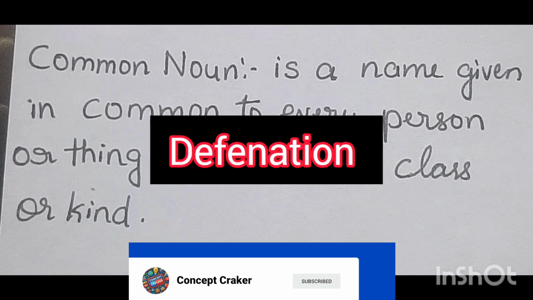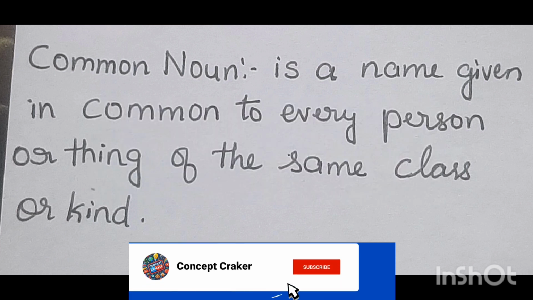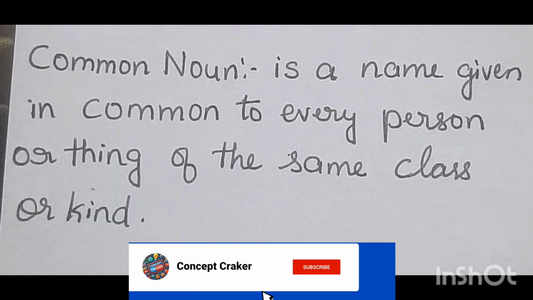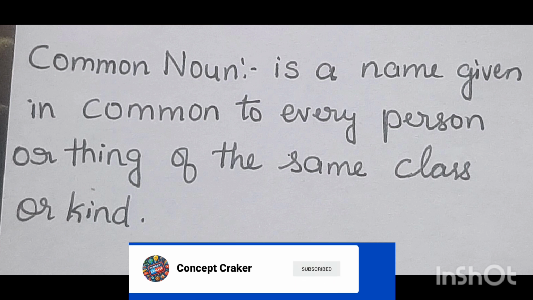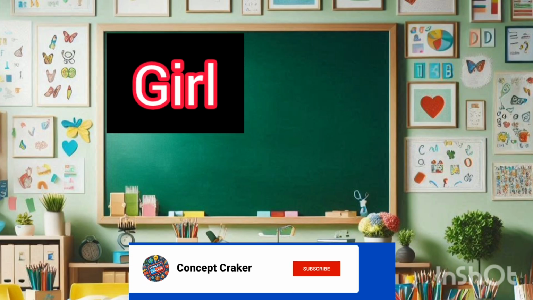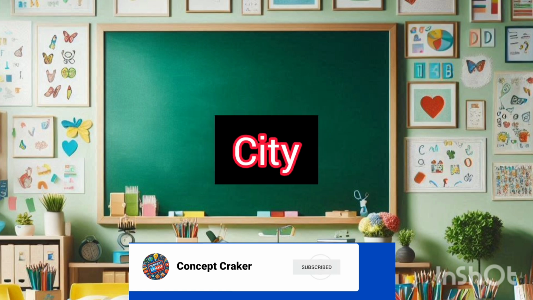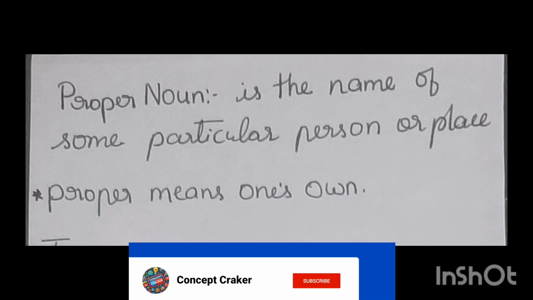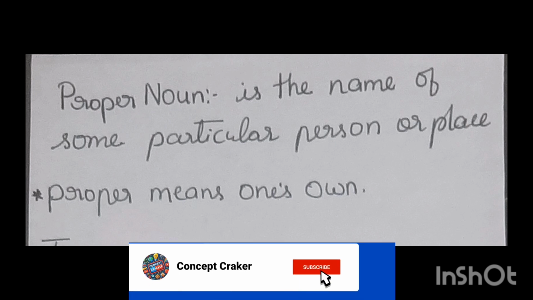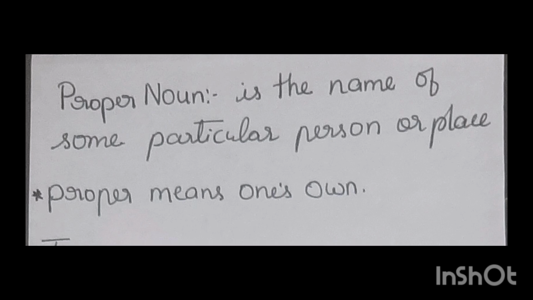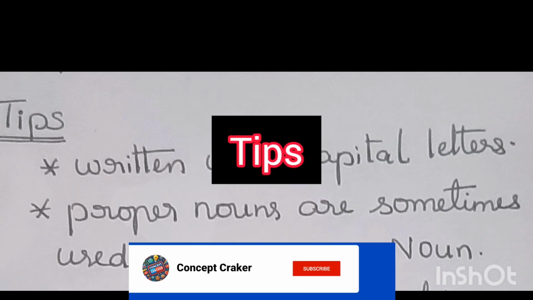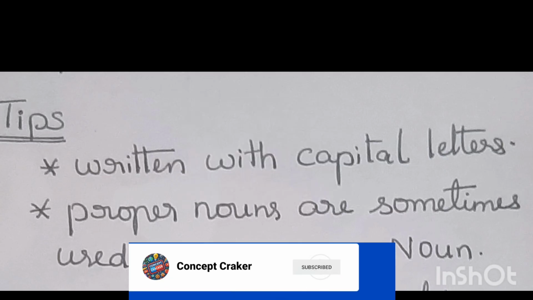Now let us see the definition of common noun. Common noun is a name given in common to every person or thing of the same class or kind. Example: girl, boy, city, country. Now let us see the definition of proper noun. Proper noun is a name of some particular person or place. Proper means one's own. Tips: written with capital letters.